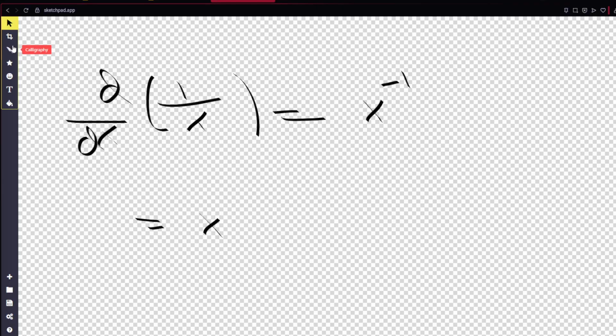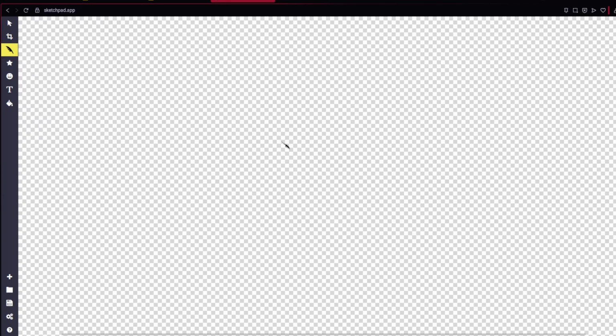So quite easy. But here it would just be negative 1 and then x to the negative 2. So note that we don't decrease this in magnitude here. We just subtract the 1. So same logic here. Everything is the same. It's just negatives now.